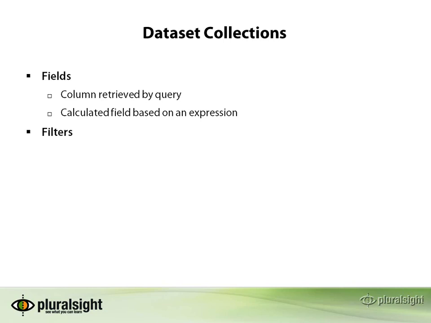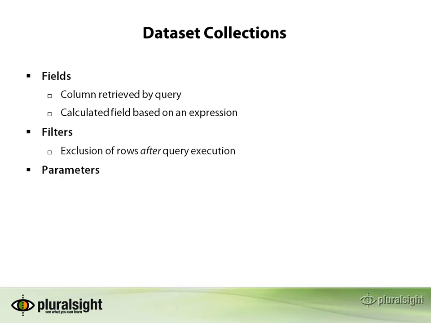Another collection in the dataset is the filters collection, which doesn't always exist in every dataset like the fields collection does. I'll explain more about filtering datasets in the parameters module of this course, but for now, suffice it to say that a dataset filter allows you to selectively exclude rows that don't meet a condition that you specify, but this exclusion takes place after the query executes.